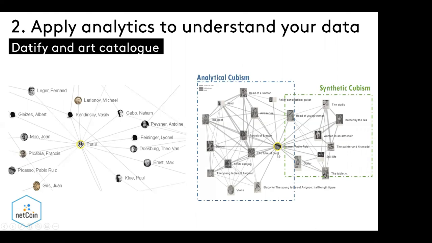Or you can see here different works from Pablo Picasso, and how some of them were part of analytical cubism, and some others were part of synthetic cubism. So in a way, it was a way to try and understand that art catalog as data, and it was just a little game where again we use network graphs, and we use Netcoin to prepare these network graphs.